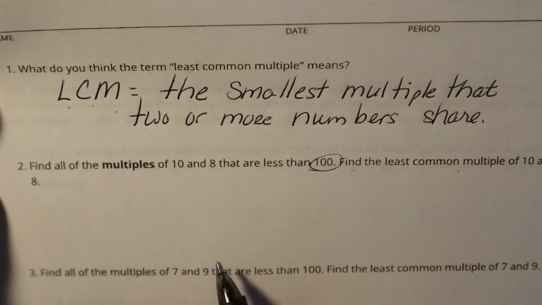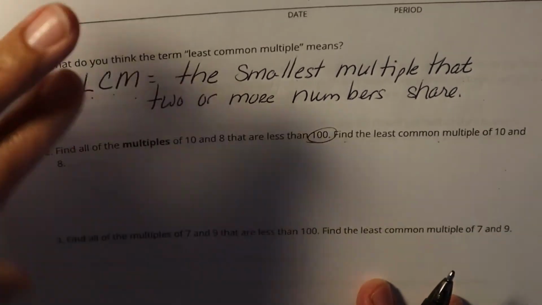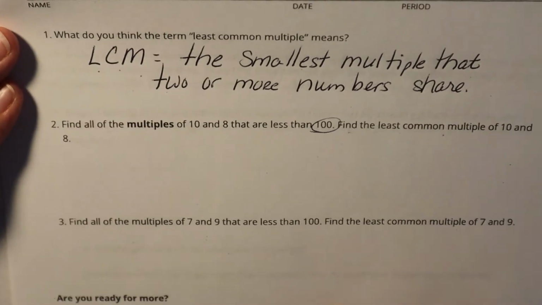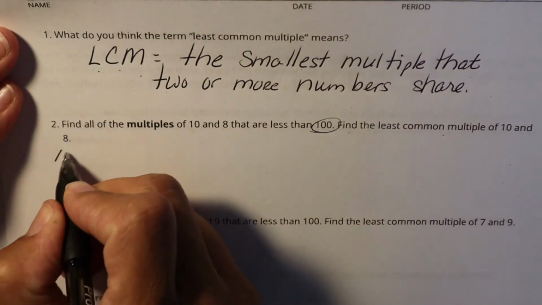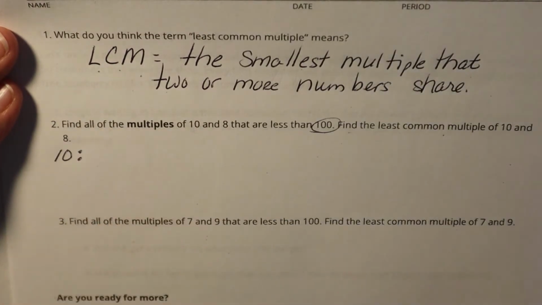I showed you the table before, but this time I want to show you another method, which is called making a list. This is really nice when you have small numbers and you have to find all their multiples. So we'll start with the number 10 because that's pretty easy. And we just think of the multiples of 10.